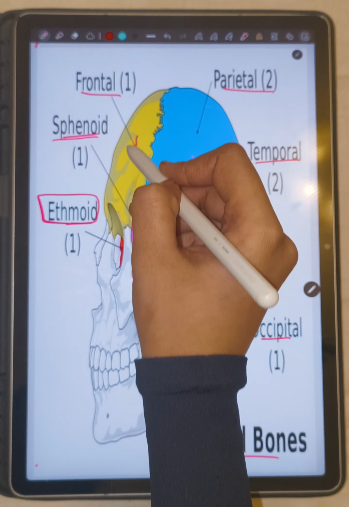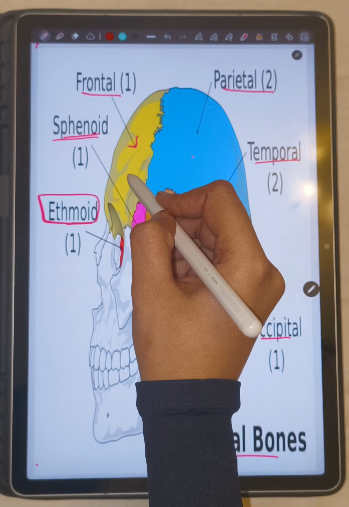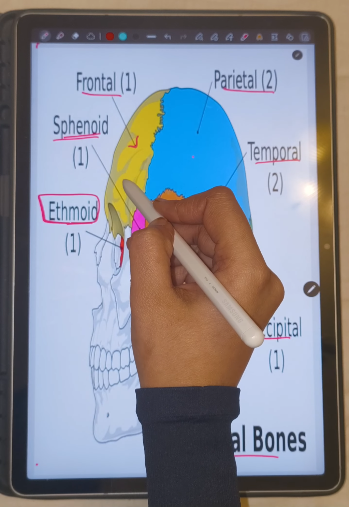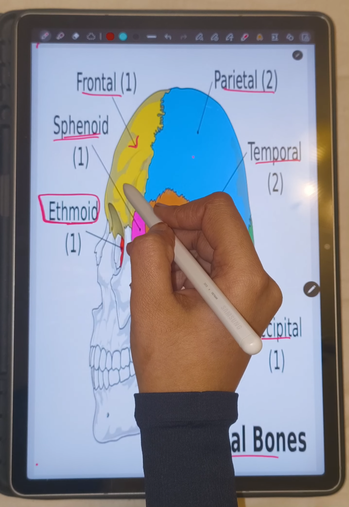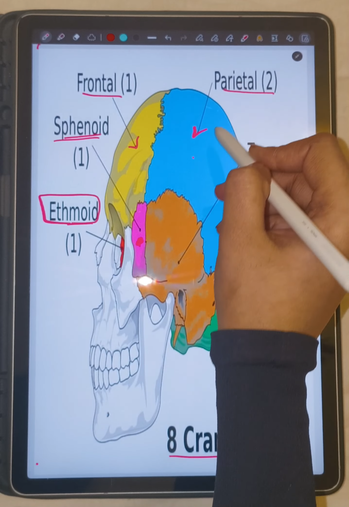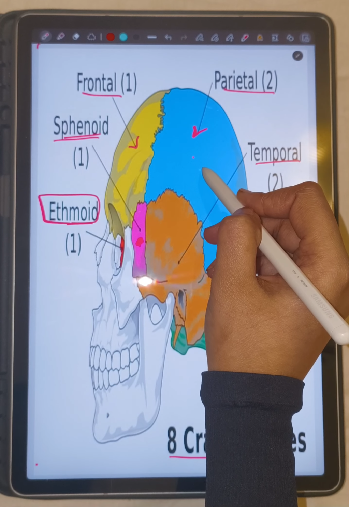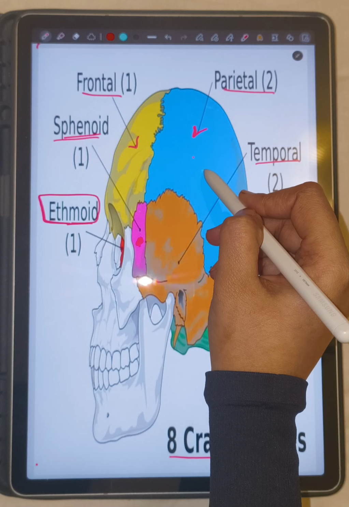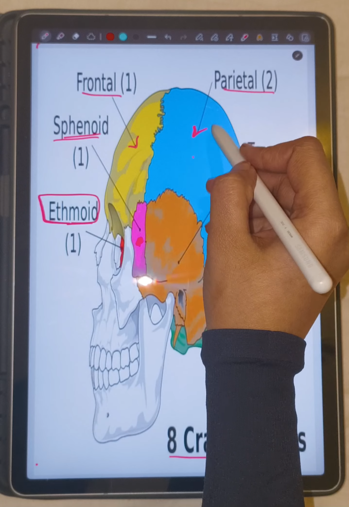Next one is the frontal bone. Located at the forehead and roof of the eye socket, it protects the brain's frontal lobe and forms the forehead and upper eye socket. Next, parietal bone. There are two parietal bones, located at the side and roof of the skull. They protect and enclose the top and side of the brain.